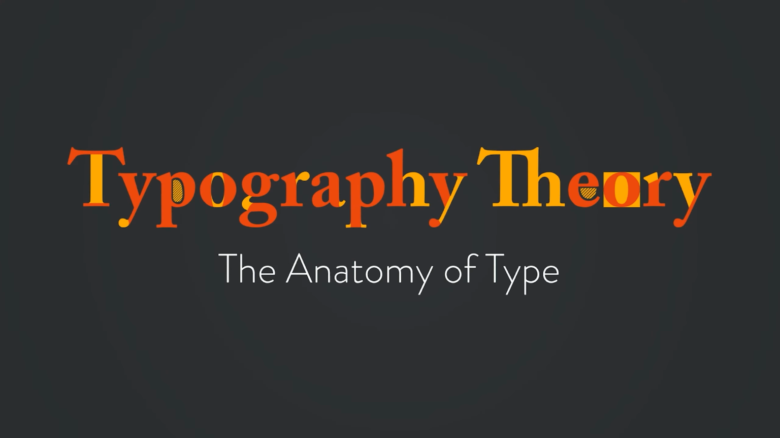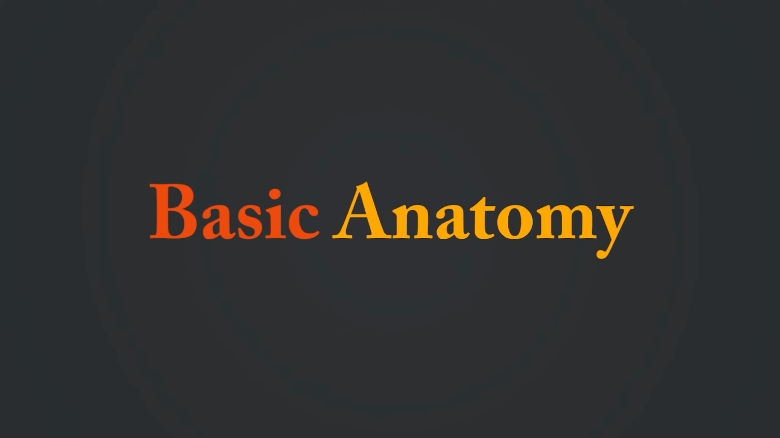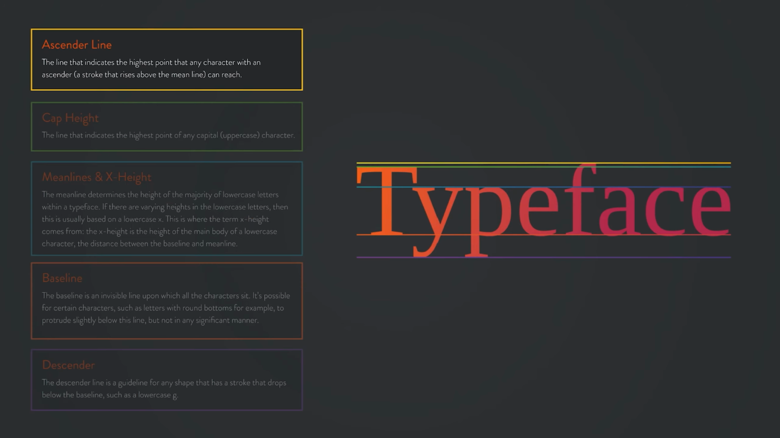Hello everybody and welcome back to TipTut and Basics for Beginners. Today in typography theory, we are taking a look at the anatomy of type. We're going to break up this tutorial into two sections, the basic anatomy and then the intricate anatomy. In basic anatomy, we're going to talk about the structure of words, and in intricate anatomy, we're going to talk about the structure of individual glyphs or characters.